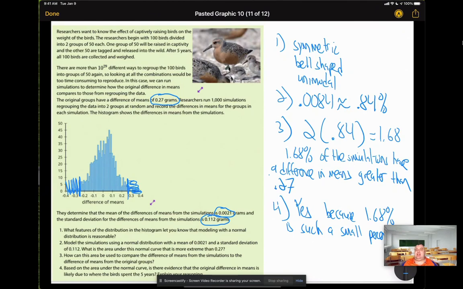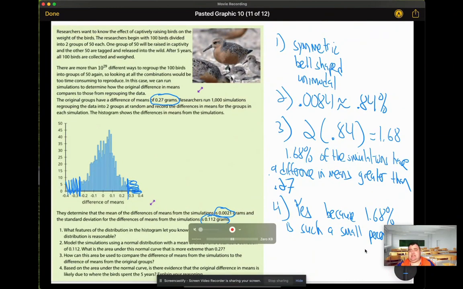Again, if I had gotten, say, 25% or 35% or 45%, which is a much larger number, then chances are there were problems with how I set up the experiment. But because I got a very small value of 1.68%, I can pretty confidently conclude that the original difference was actually due to whether they spent the 5 years in captivity versus in the wild. That's what they were going for in that particular question. So that is it for our examples, and that is it for this lesson.